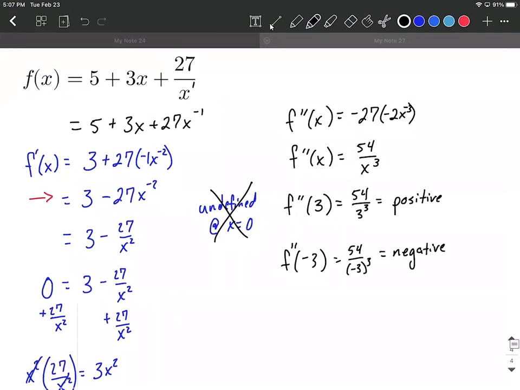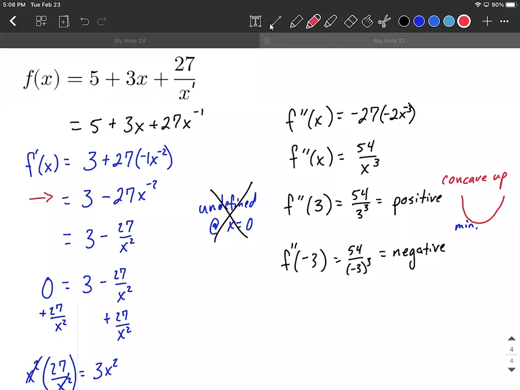All right, so when our second derivative turns out being positive, that tells us about the concavity of the function at that particular value. So this is going to be concave up. Concave up is going to look like this. That also indicates that we're going to have a minimum at 3.